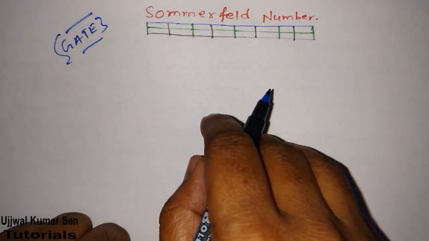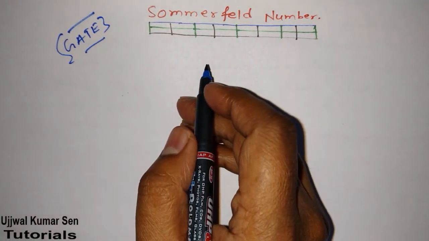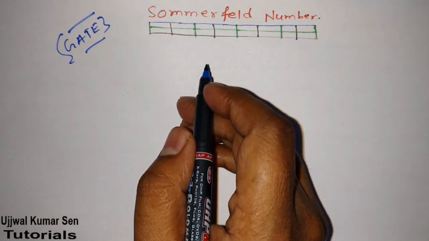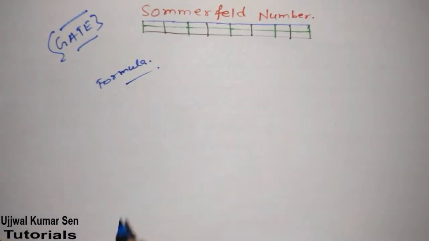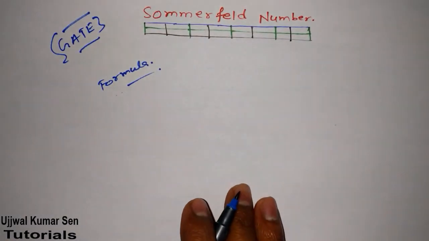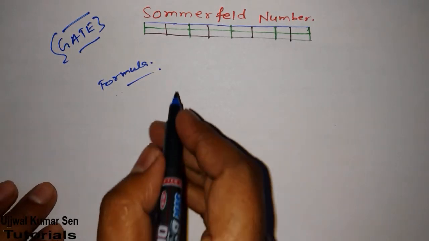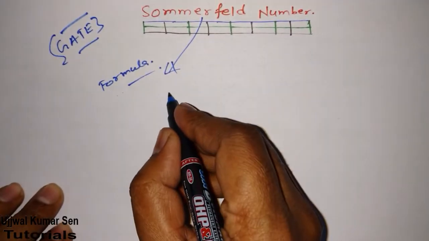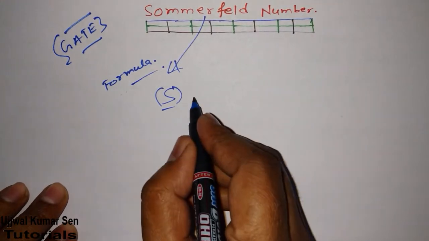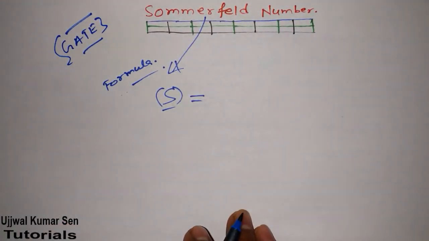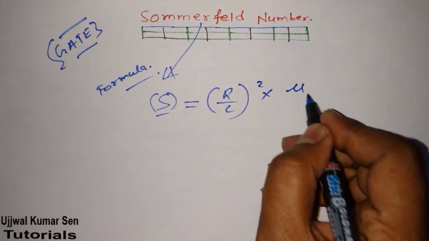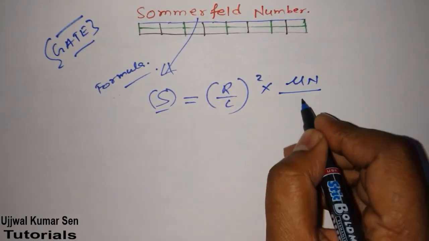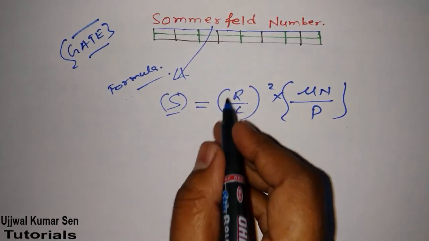I hope you are ready, right? So for solving a numerical problem, what is the first thing we require? That is the formula. So what is the formula for Sommerfeld number? We denote Sommerfeld number by S, and the formula is S equal to (R by C) whole square times mu N by P. What are these things? I will share with you.